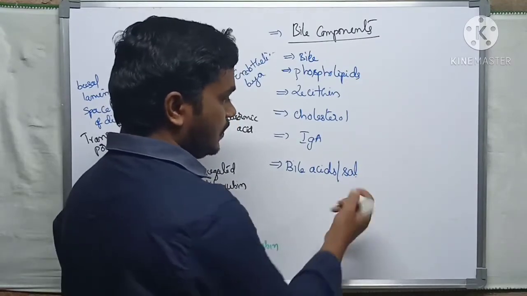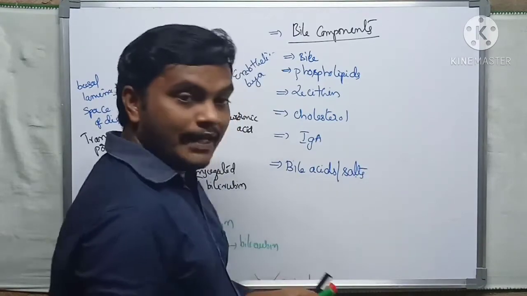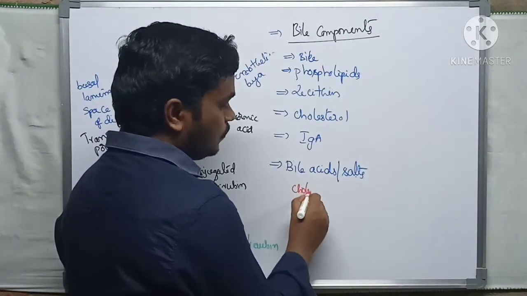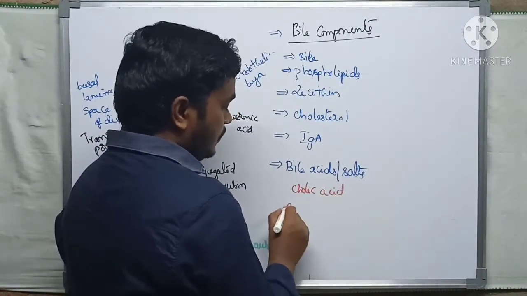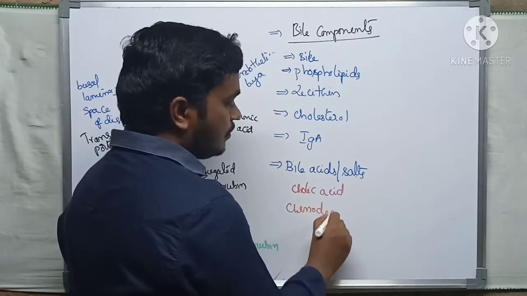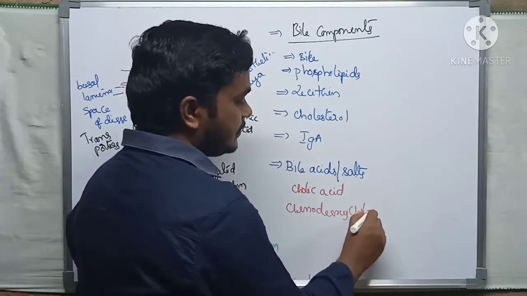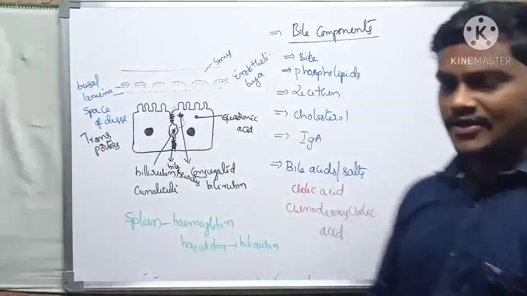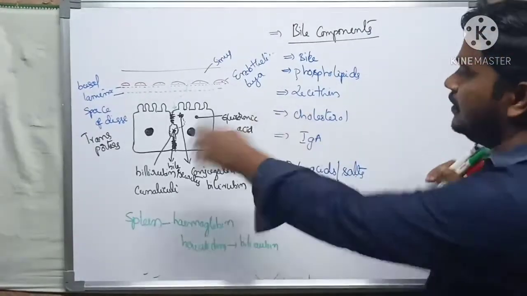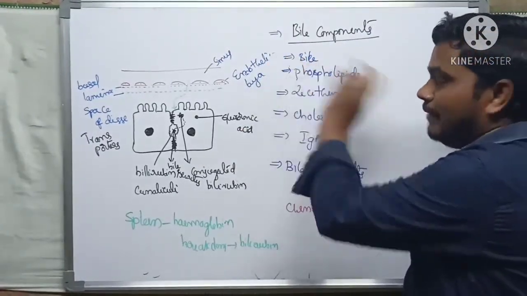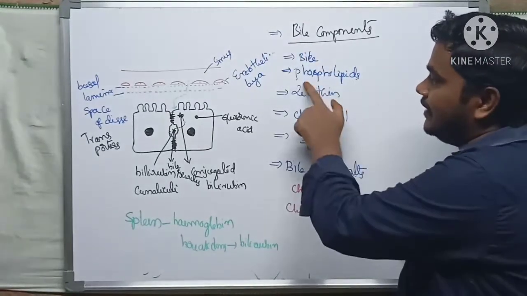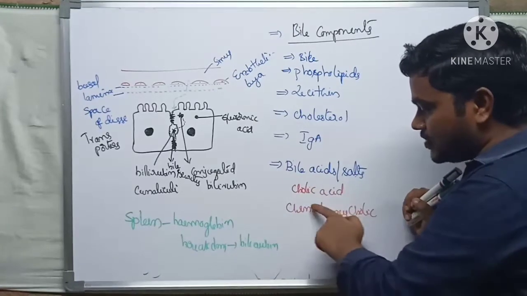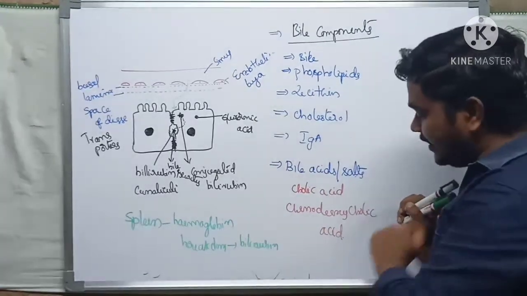So let's correct this one, bile salts. Bile acids or bile salts: one is cholic acid, the next one is chenodeoxycholic acid. Actually, the hepatocyte secretes bile, then phospholipids, then lecithin, cholesterol, immunoglobulin A, and bile acids, those are cholic acid and chenodeoxycholic acid.